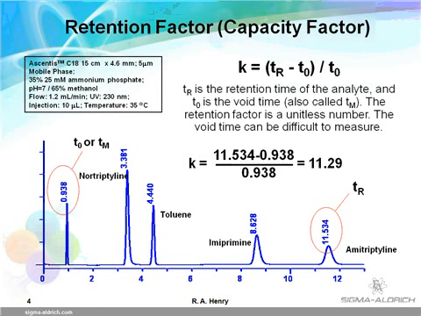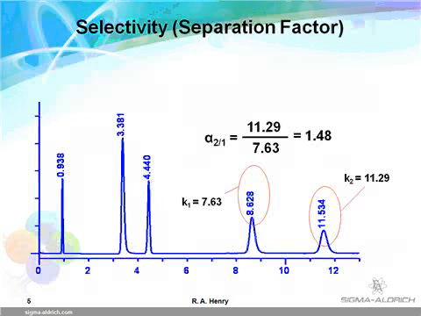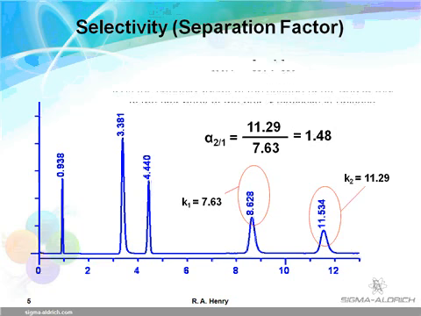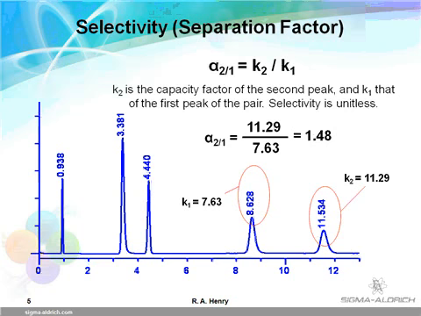Once Vm or tm at a given flow rate is established for a given column, it will not change. Selectivity or separation factor alpha is calculated from the ratio of k values for adjacent peaks. The k for the later peak is always placed in the numerator so that alpha values are always greater than or equal to 1. A good selectivity for HPLC is 1.1, which allows a resolution of 1.5 to be achieved with about 10,000 theoretical plates.